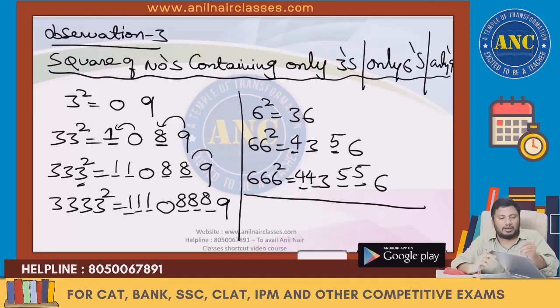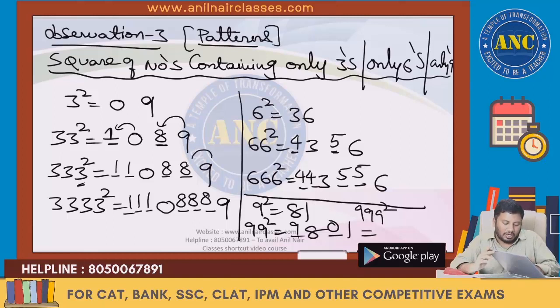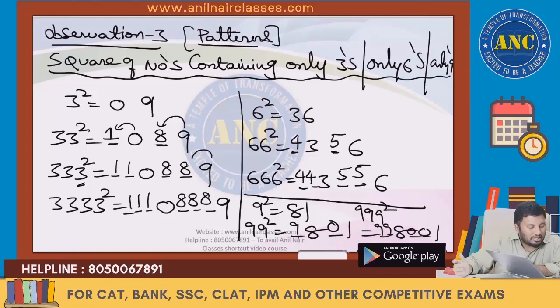Some important patterns. Patterns matching for 3, 6, 9. 9 square is 81. 99 square, 81, slash. 1 less than, 1 more than. 999 square. 9 square is 81. 998001. I hope the idea is clear.